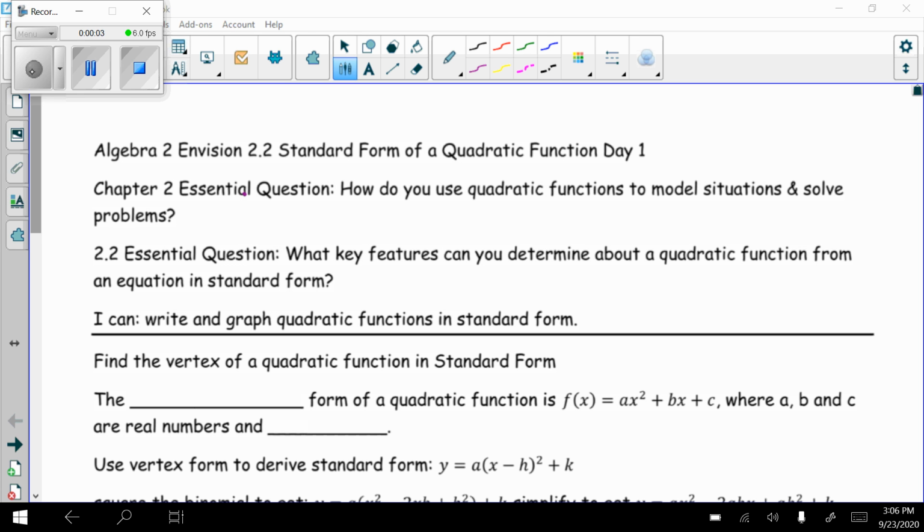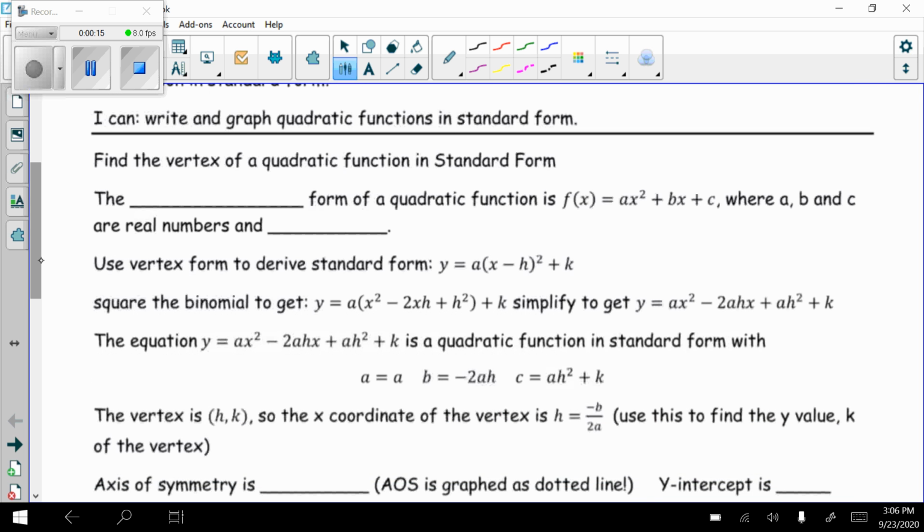So today we're looking at the first part of section 2.2, the standard form of a quadratic equation. At the end of today, you'll be able to write and graph quadratic functions in standard form. So let's review a little bit. The vertex, we're going to learn how to find the vertex of a quadratic function in standard form.